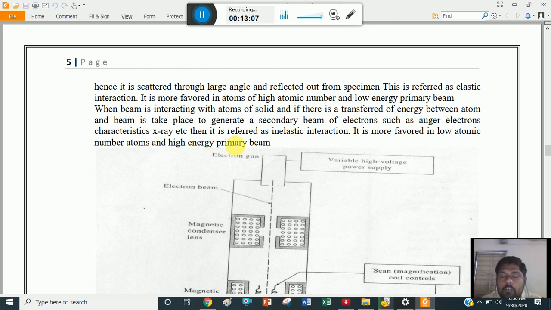So that question is also asked as a 2-mark short question type: write a note on the types of interaction that take place in scanning electron microscopy.